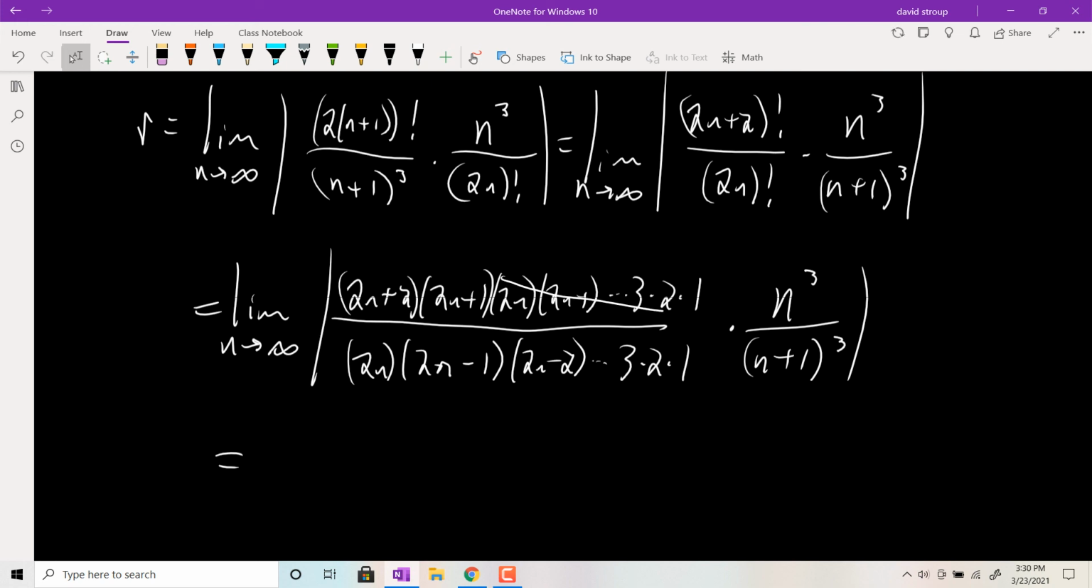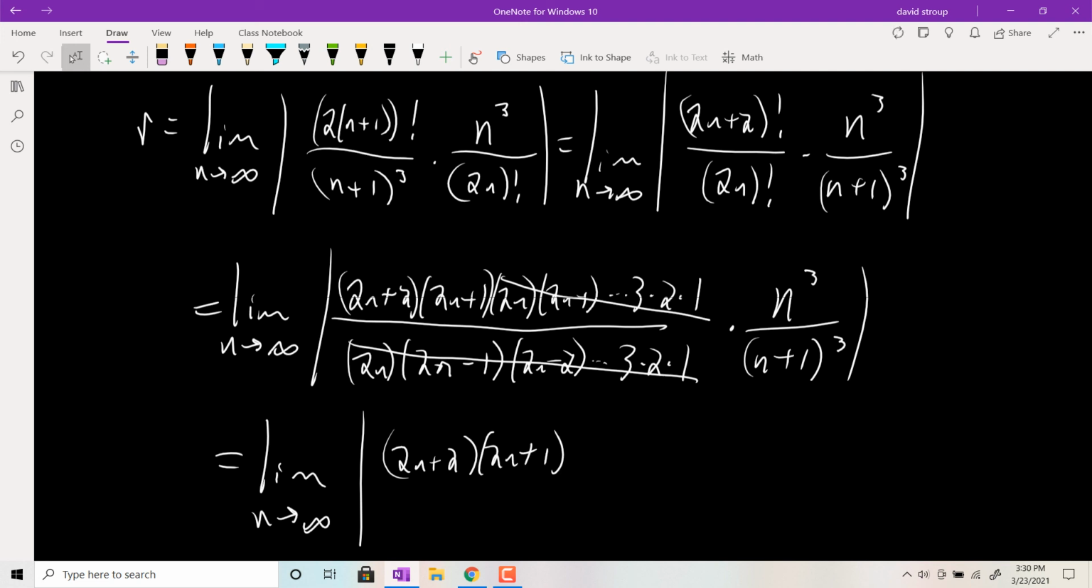Okay. Some nice cancellations. Oh, right here, 2n and down. Those guys are gone. So we have the limit as n goes to infinity of (2n+2) times (2n+1) times n cubed all over (n+1) cubed.